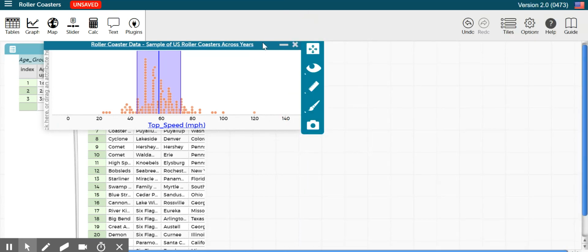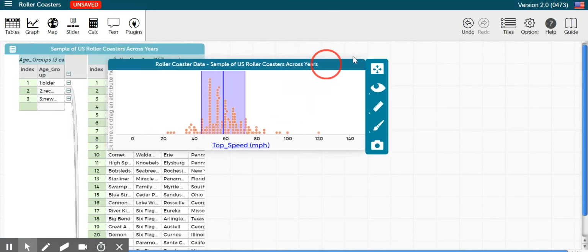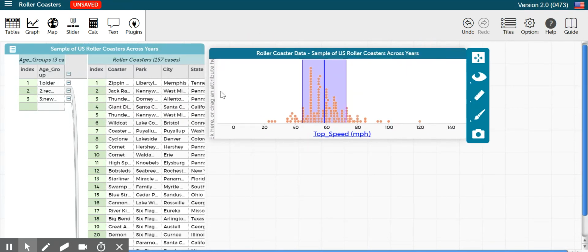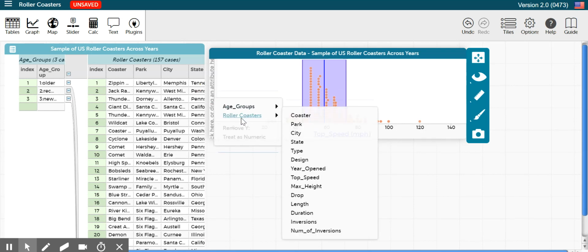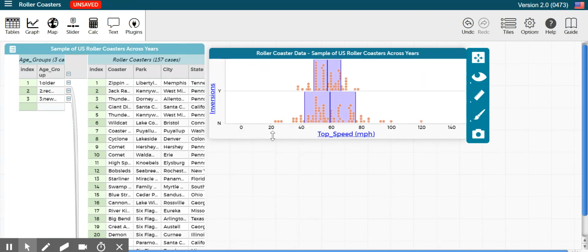Let's say we want to add a categorical variable to split the data into two dot plots to make a comparison. So the variable I will look at is down near the bottom, inversions, and that is whether the roller coaster has an inversion or not. Inversion meaning just if it goes upside down or not. I'm going to add that. So I got my yes inversions up here, my no inversions down here.